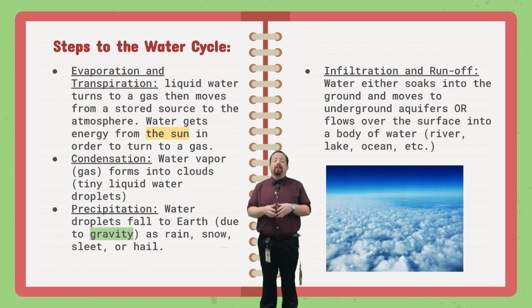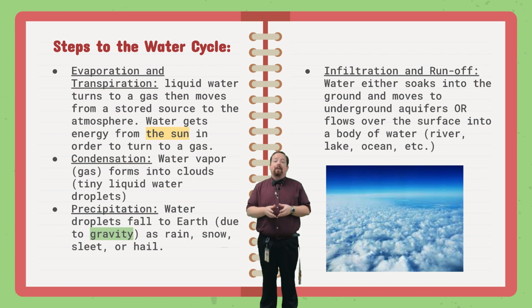Evaporation and transpiration are the 2 ways in which liquid water turns into a gas and becomes a part of our atmosphere. Evaporation and transpiration both require energy in order to turn the water into a gas, and that energy comes from the sun. Condensation is when that water vapor, the gas, turns back into a liquid. This occurs when the water vapor cools back down in the upper atmosphere and forms tiny water droplets, which form clouds. They're so tiny that they're able to stay in the sky without falling for a rather long time.